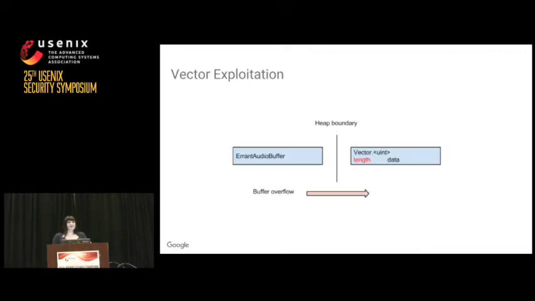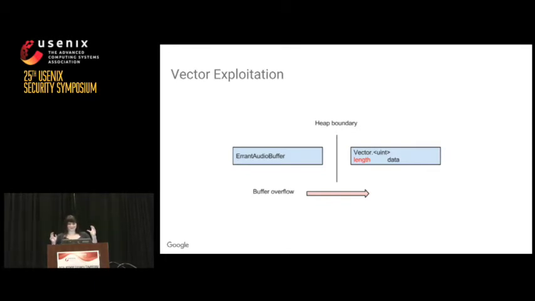So the first way that attackers did this was using a class called the vector. And the vector class was extremely, extremely useful for exploitation. And this is because of a few things. It has this inline length parameter. So if you corrupt this length parameter and then access the vector, you can access all of memory. So that's kind of cool.